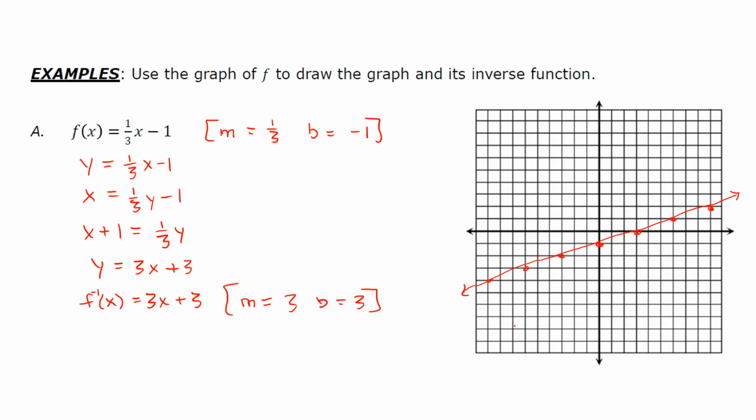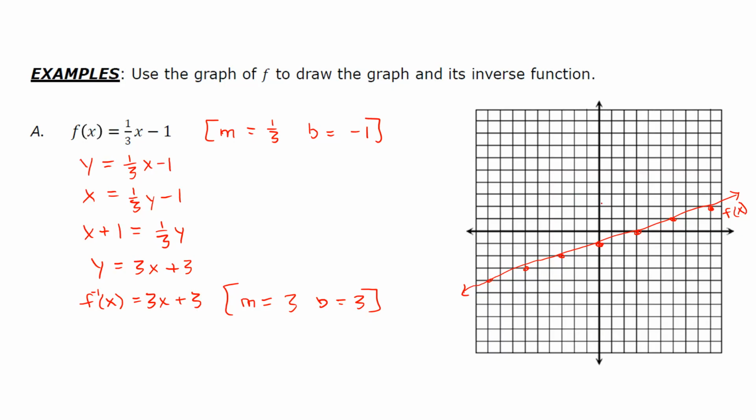All right, so now if I wanted to plot my inverse, I could take these points and switch the x and y in order to plot the points of my inverse function. Since I already found my inverse equation, I can just use that information to plot that graph. So this is f of x, so I'm just going to label that. So the next one is my inverse.